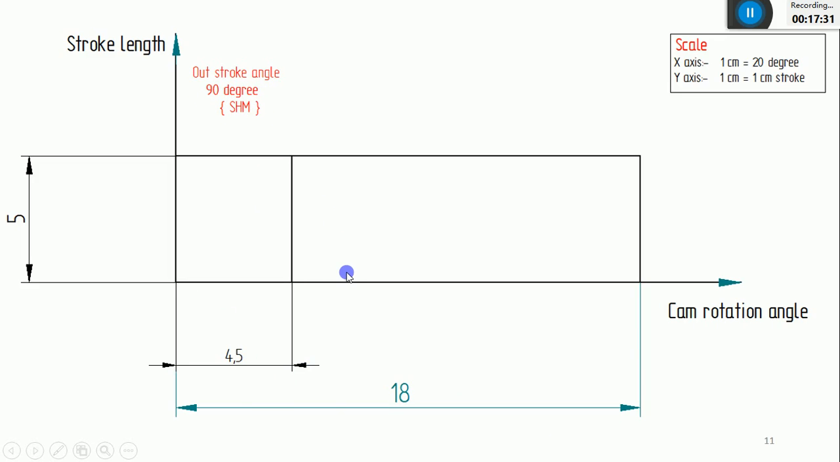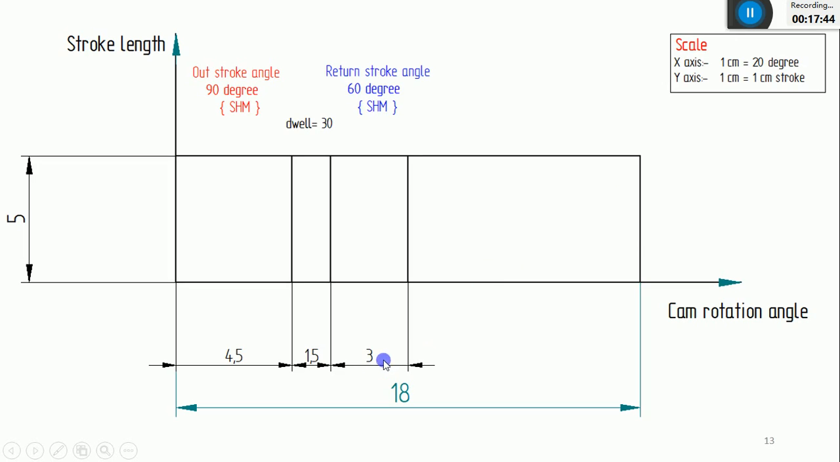After that, the first dwell angle is 30 degrees, 30 by 20. How much is it? 1.5 centimeters, the first dwell angle. After that, the return stroke is for 60 degrees, 60 by 20 is 3 centimeters. So you can see 3 centimeters, that is the return stroke with 60 degrees with simple harmonic motion. And the remaining is 180. 180 by 20 is 9 centimeters. That is the second dwell angle.